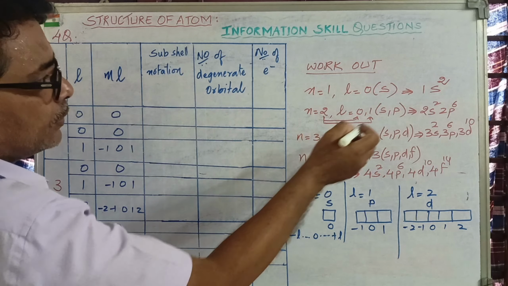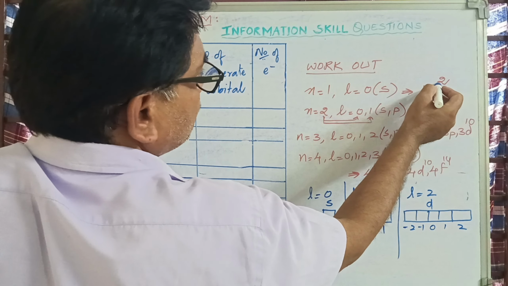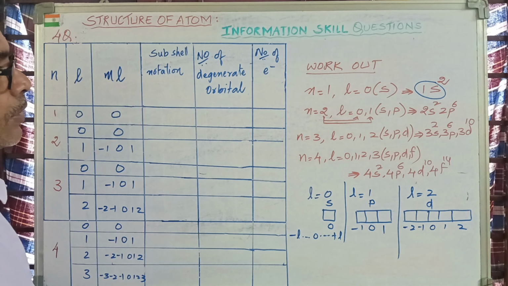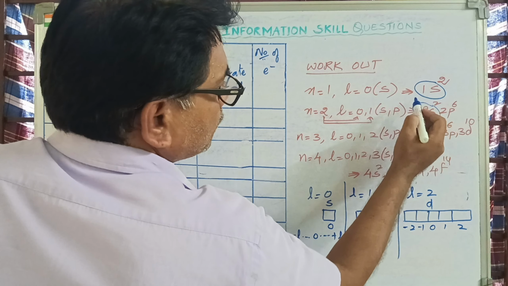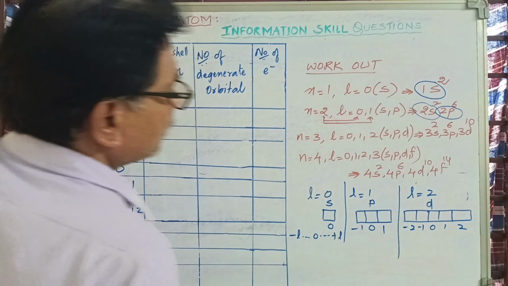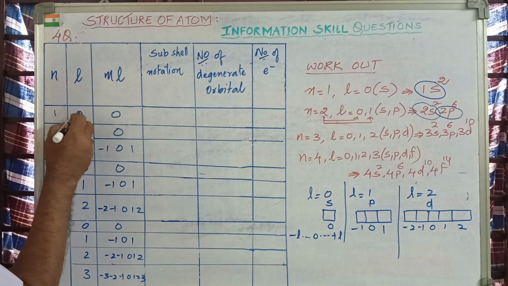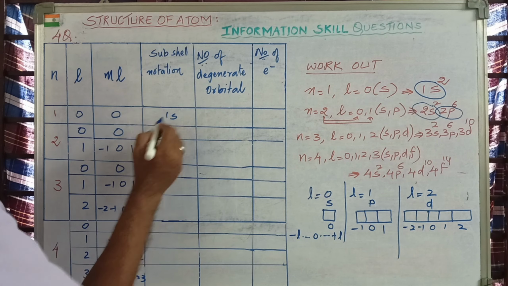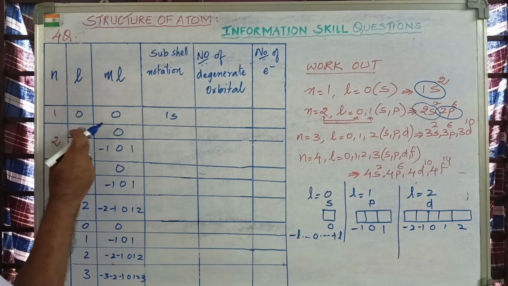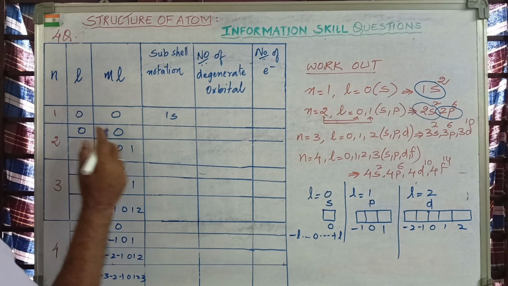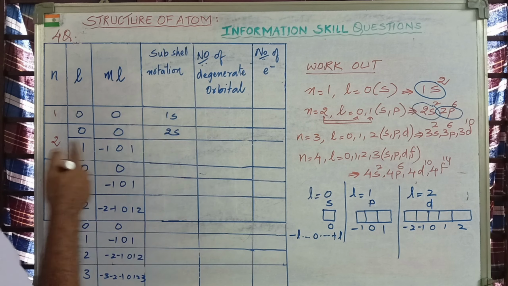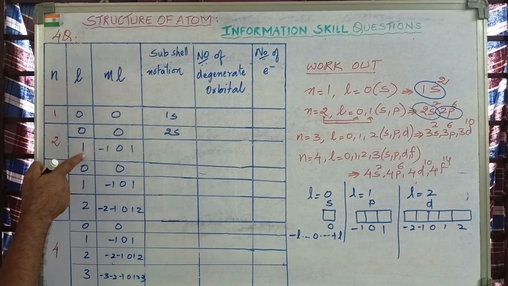Subshell notation. Here I mentioned subshell notation. This is called subshell notation. So here it's 1s. This is 2s. 0 means s. And this is 2, 1. 1 means what? p. So it is 2p. Finish.